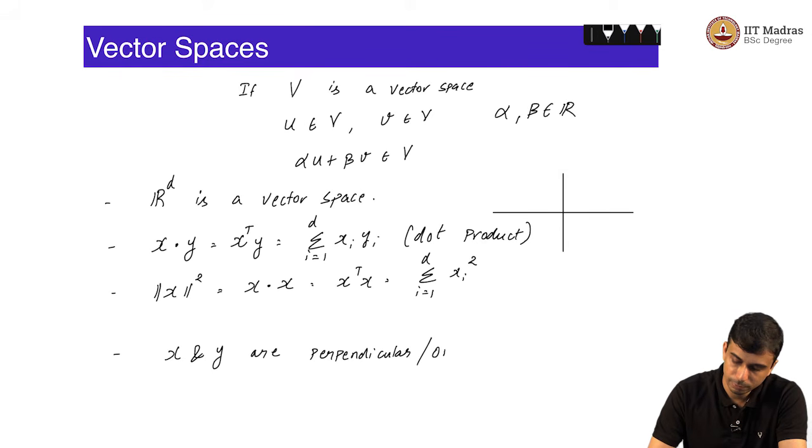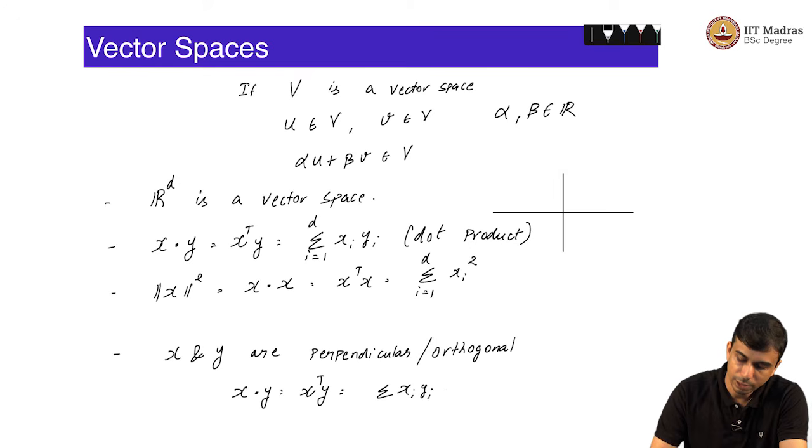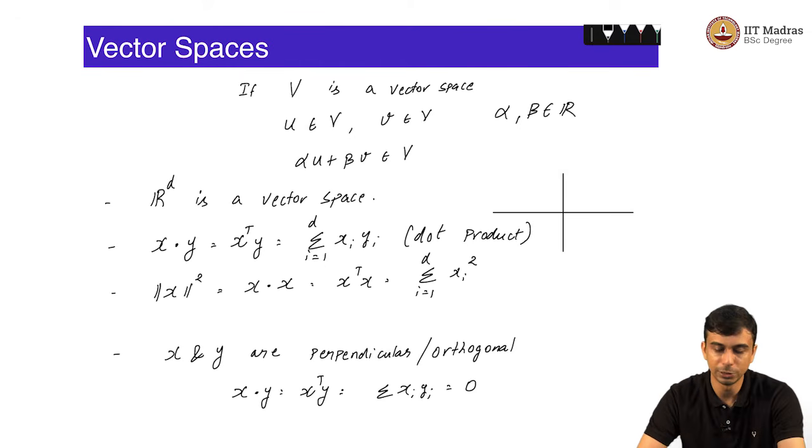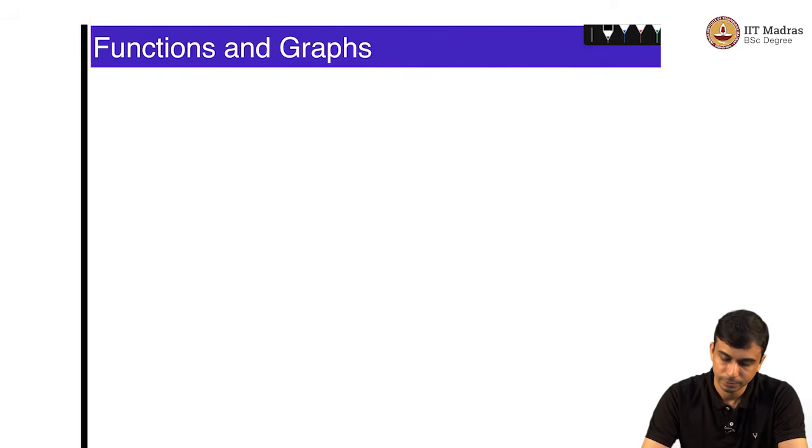Are orthogonal to each other if x dot y, which is equal to x transpose y, which is equal to sigma xi yi, equals 0. If the dot product of two vectors is equal to 0, then we will call these two vectors orthogonal or perpendicular to each other. Right.